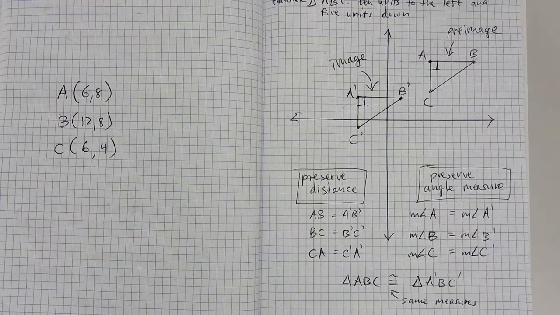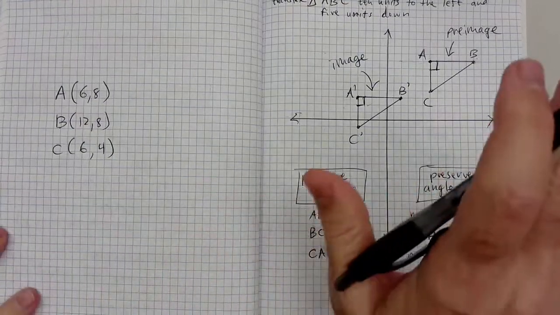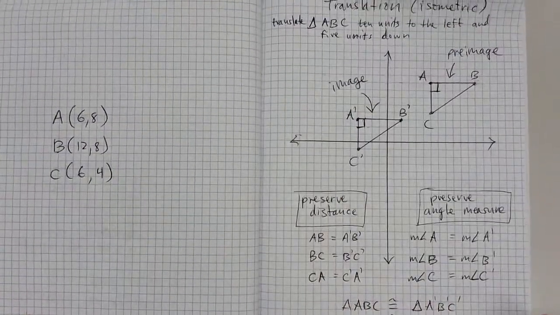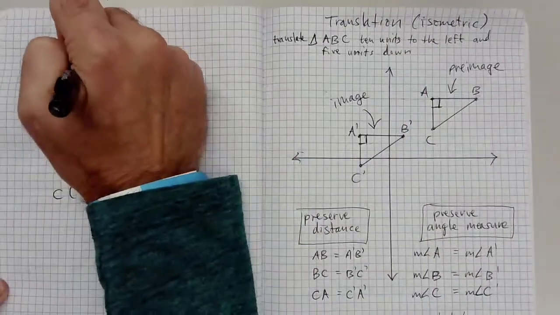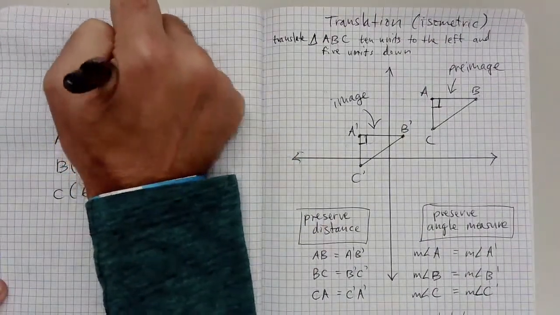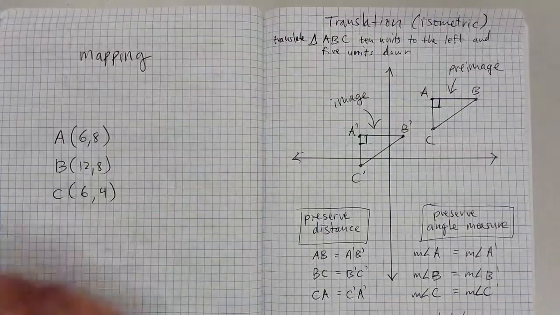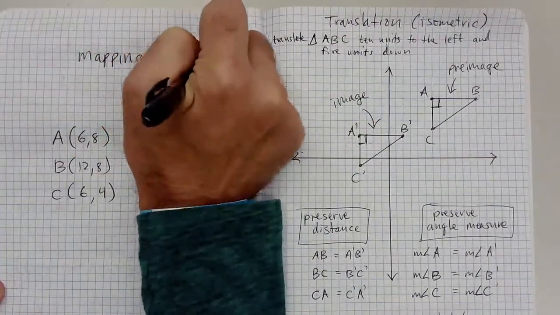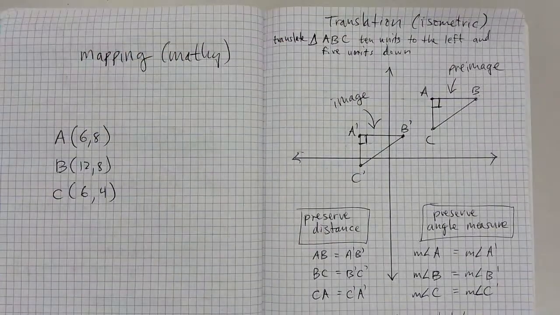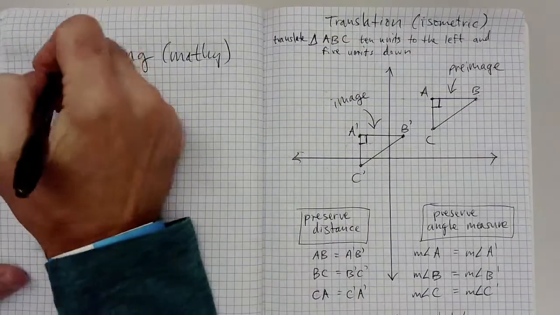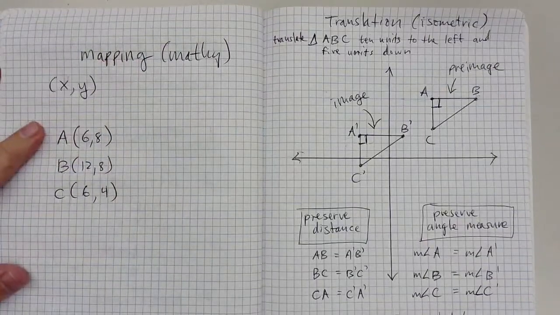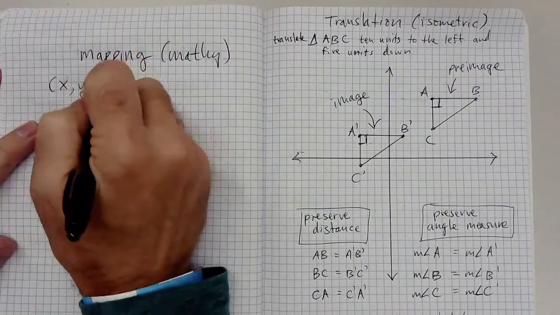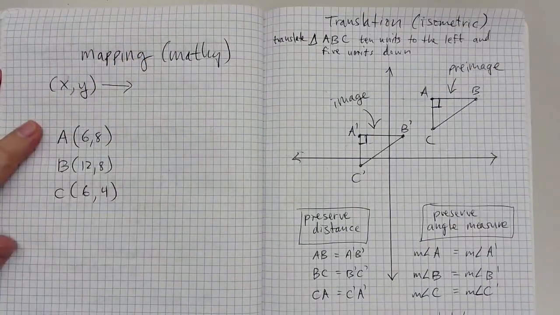All right, let's do some mathy to prove, or to see if it matches up with our graphy. So when we're doing translations, the mathy is called mapping. Okay, so mapping is our mathy. And when we map, we take our points represented by XY, and we draw this little arrow, and we come up with a rule.